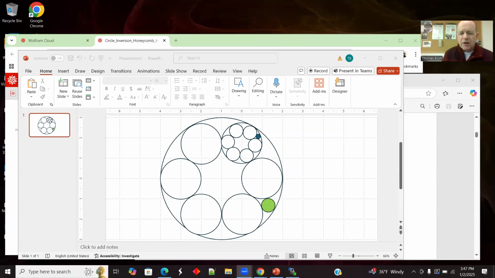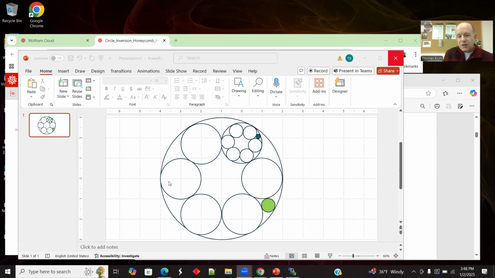In this video, I want to look at what is the size of this green circle, the radius of this green circle. So I started off with a unit circle, the large one, and then it's known that I can put six circles around that inner circumference, and those are one third of the size. I could put one more of these circles in the middle of these.